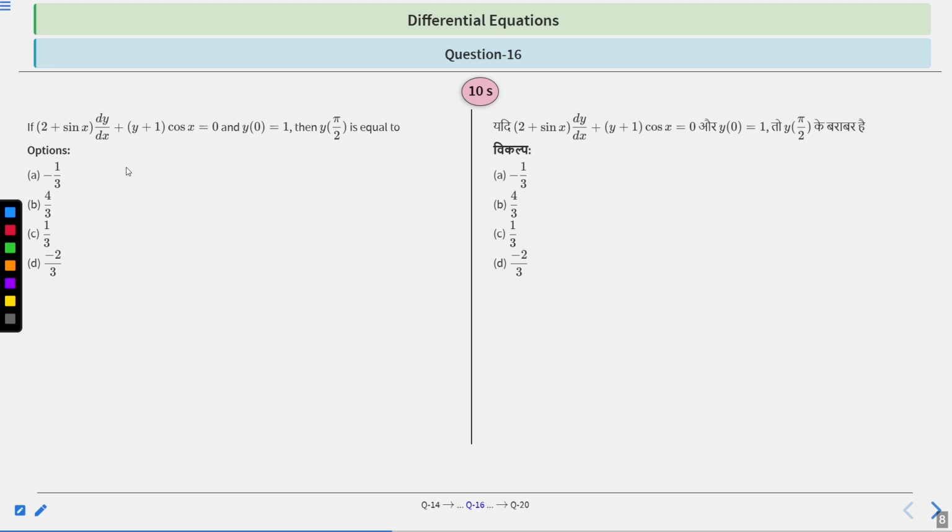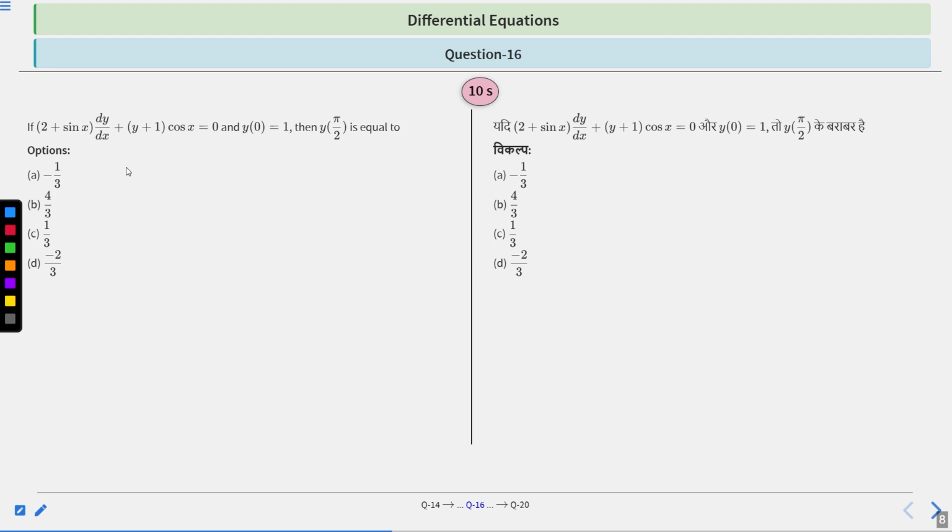So again, the hint of this question, we will try to solve this differential equation. You can try to convert this differential equation into the form in which y terms will be on one side and x terms will be on another side. After that, you can easily integrate this differential equation to get the solution. We have y0 is equal to 1, therefore you will get the value of constant, and after getting the whole solution, you can put x is equal to pi by 2 to get the value of y. So in this way, you can try to approach this question.